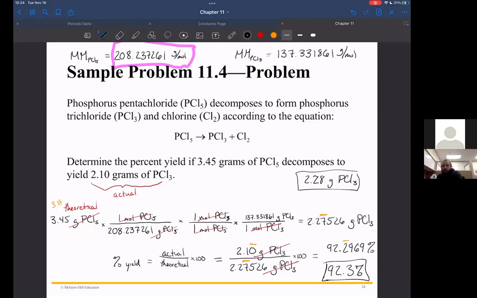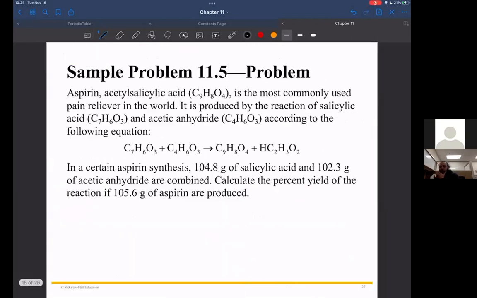So basically now we're just tacking on an extra step to our stoichiometry for reactions that we learned about in the previous 2 lectures. All right, so let's take a look at this problem here and see if we can figure out what's a little bit different about it.